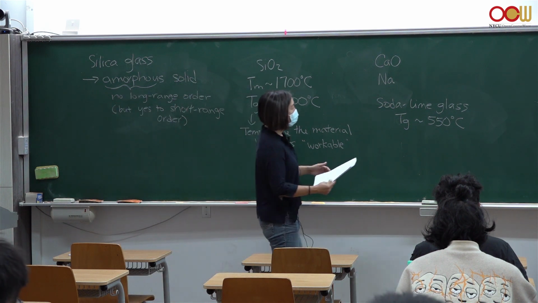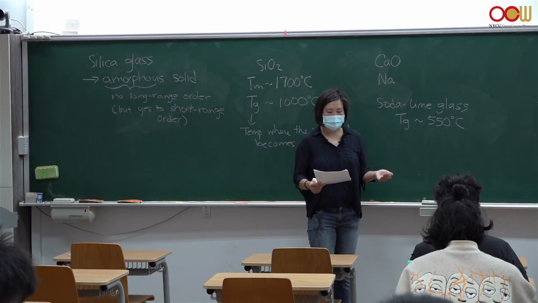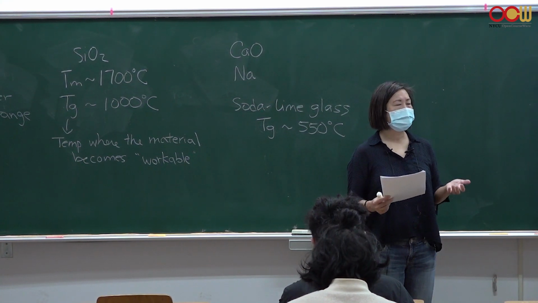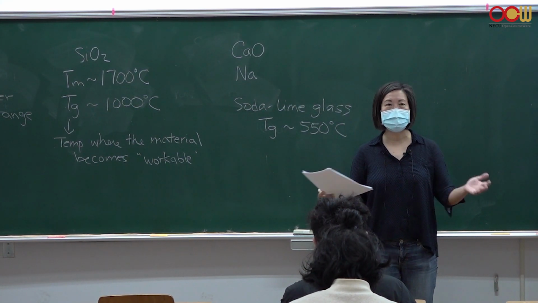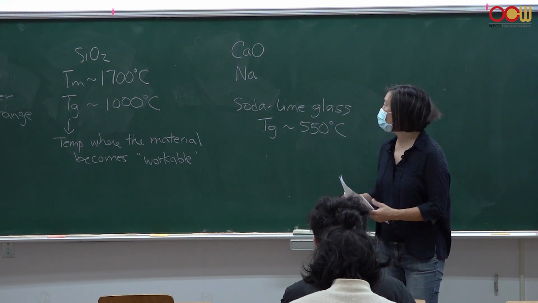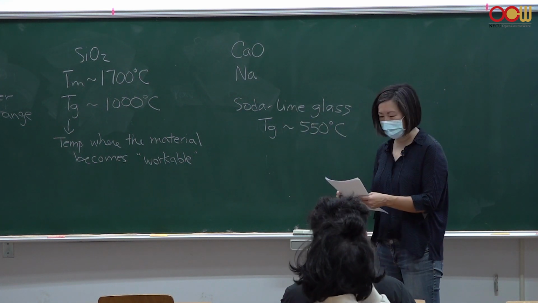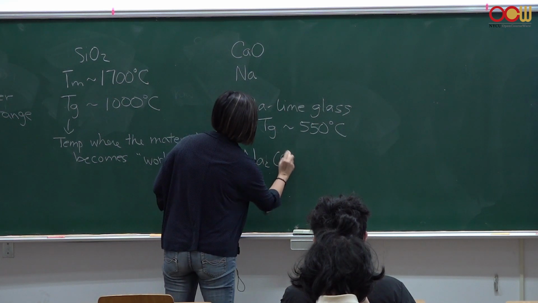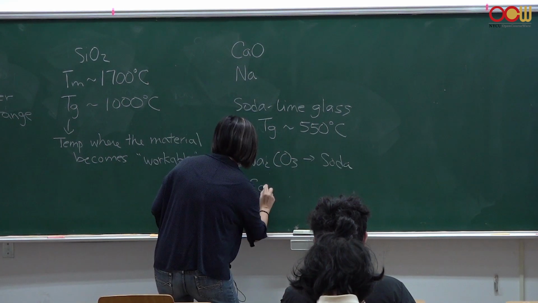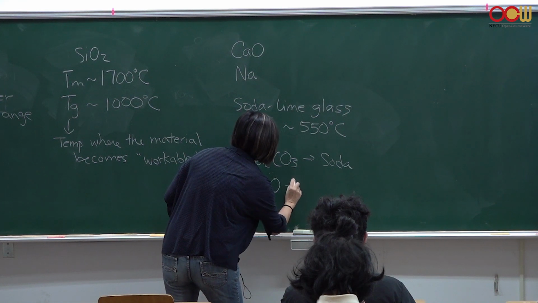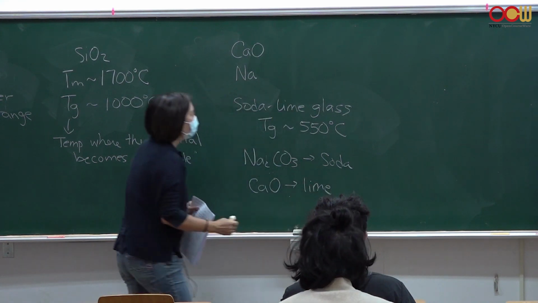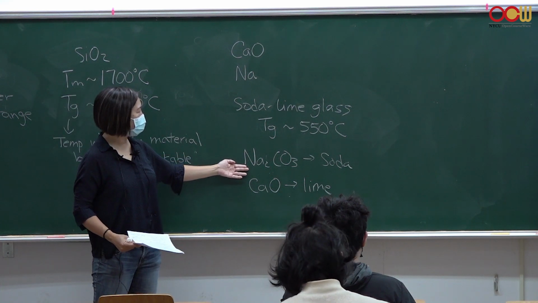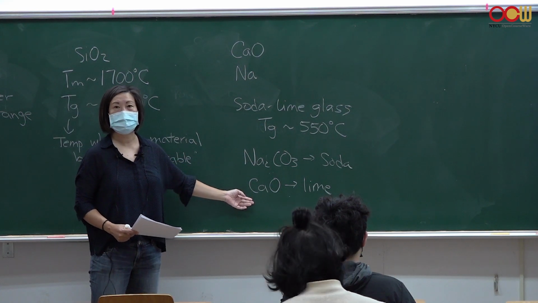And so most of the time, the glasses that we use today, like for windows and for your glass bottles, things that you use around the house, those are all going to be most likely soda-lime glass. And soda is Na2CO3, and calcium oxide is called lime. So soda-lime glass is just silica with Na2CO3 and CaO added into it.